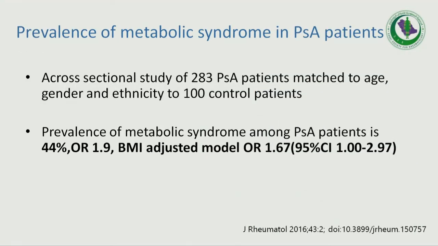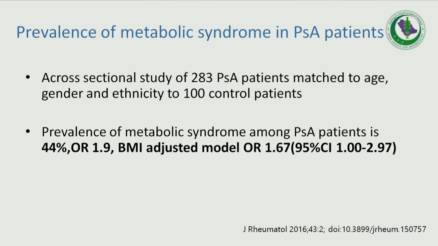So how common is metabolic syndrome in patients with psoriatic arthritis? This is a cross-sectional study which includes 283 psoriatic arthritis patients matched by age, gender, and ethnicity to 100 control patients. They found that the prevalence of metabolic syndrome in patients with psoriatic arthritis is around 44%, and even after adjusting for BMI, the prevalence is still high among psoriatic arthritis patients.